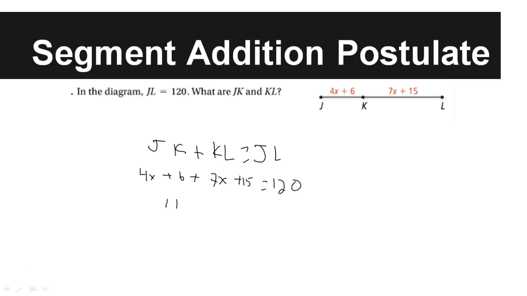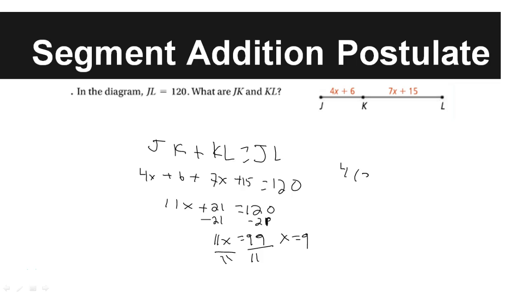Combining like terms, I have 11x plus 21 equals 120. And when I subtract 21, I get 11x equals 99. And when I divide by 11, x equals 9. Once again, they asked for JK and KL.